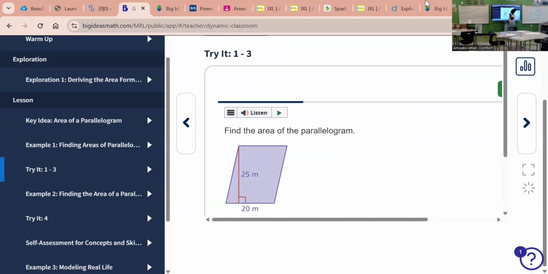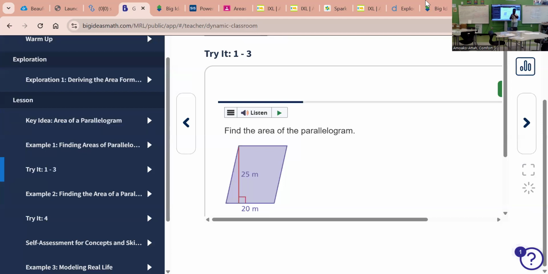Okay, so the first trial: find the area of this parallelogram. You know this is the height, because that is the long side with the little square. So this is the height, this is the base. So 25 meters times 20 meters is what? That gives you 500. Did I hear you say 500 meters? No. It is 500 square meters.